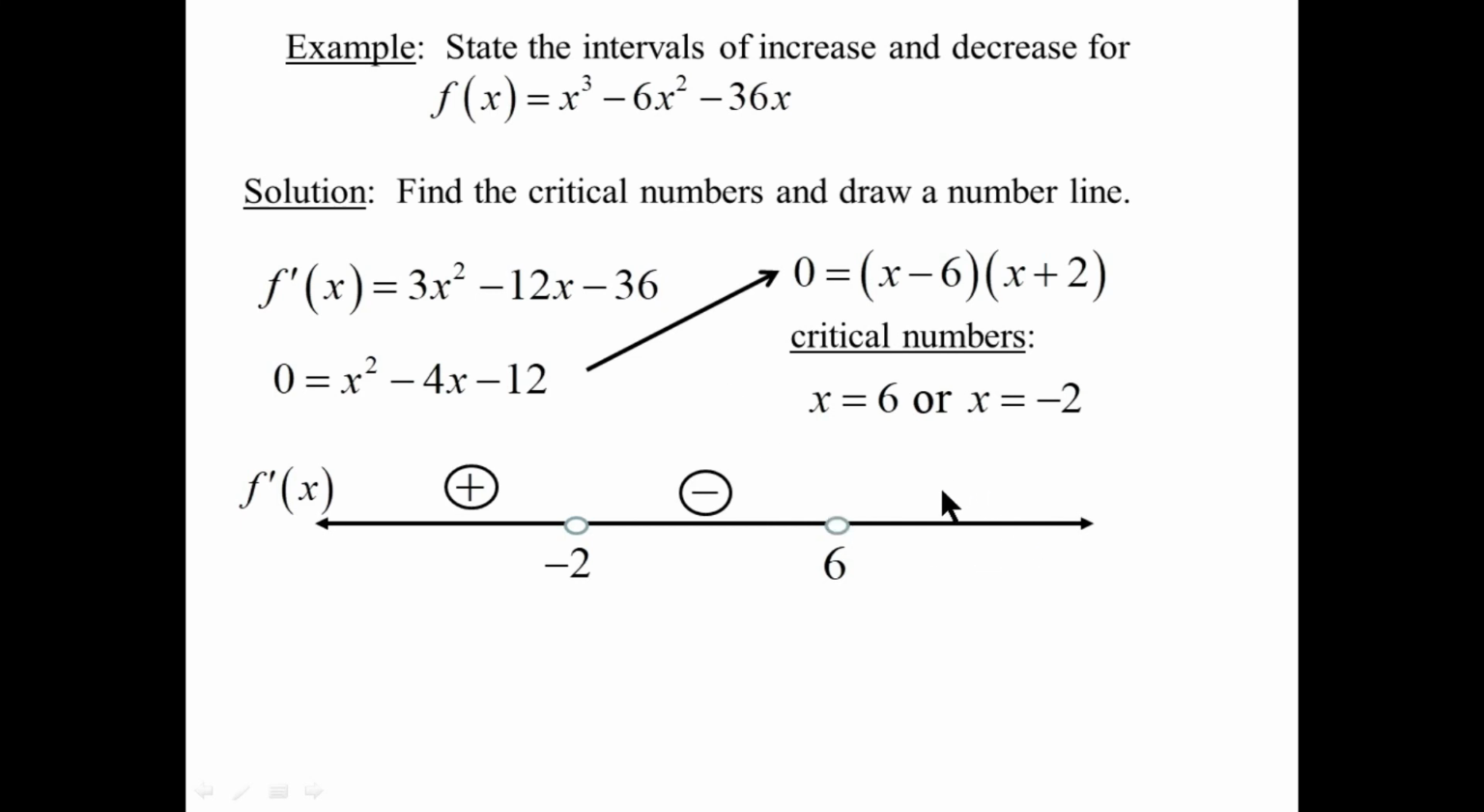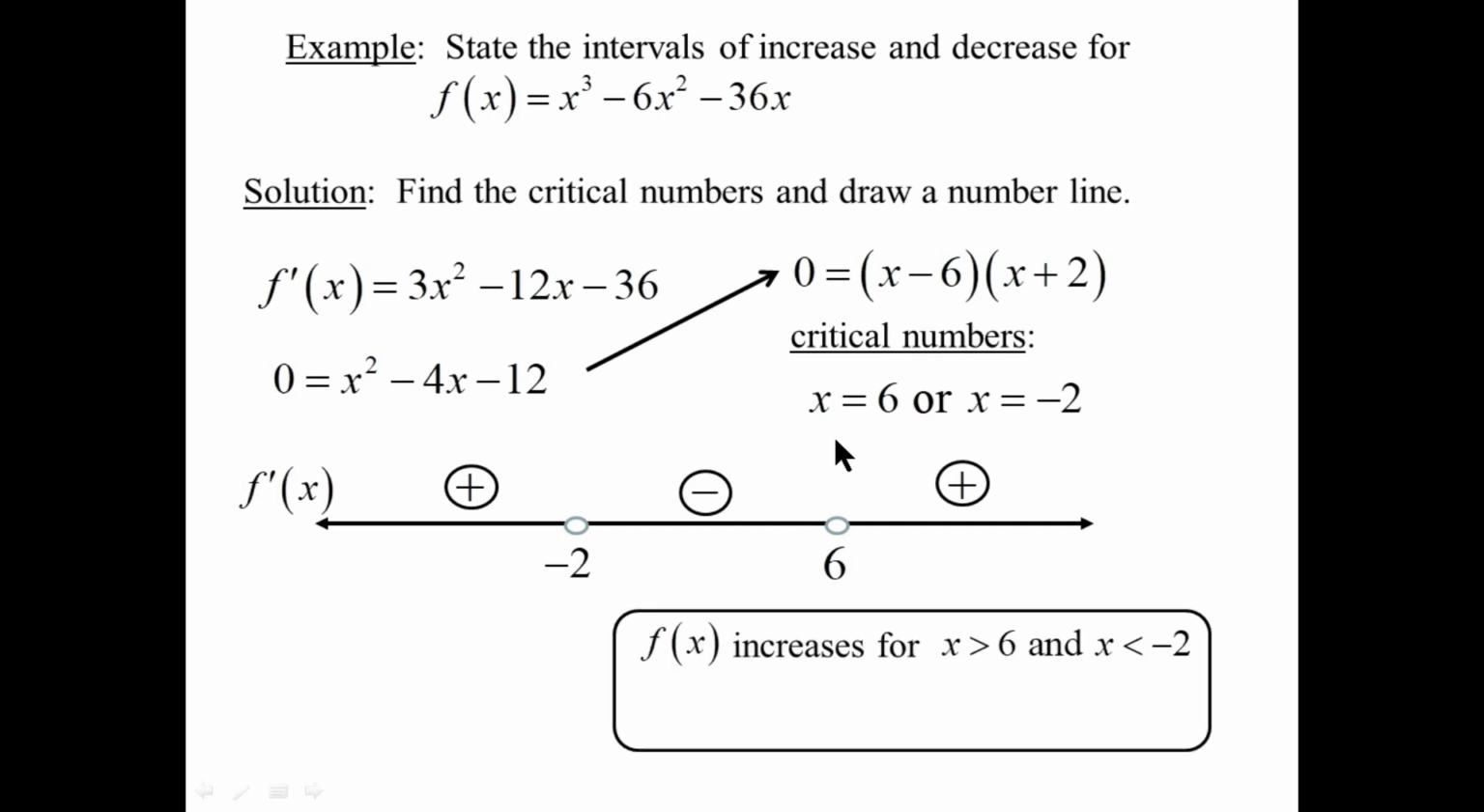And lastly, this interval on the right has an arrow on it, so we can sub in something large and positive into the derivative. And of course, these two terms become insignificant, and something large squared is still positive. And so we get that entire section is positive. Now we can state the intervals. F of x increases wherever we see a plus sign.